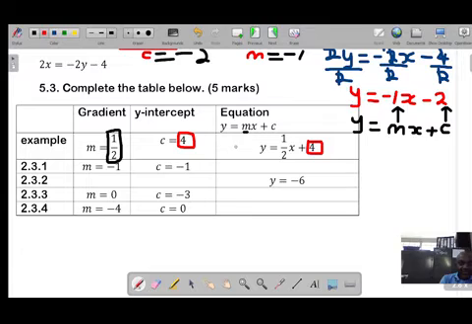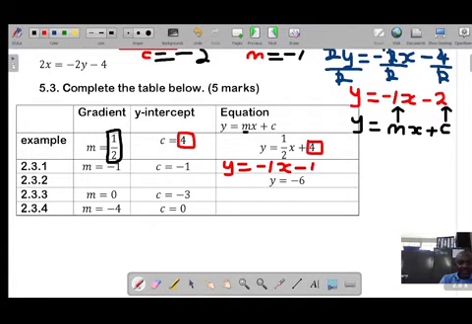Anyway, I'm using y equals mx plus c. What is my m from here? My m is negative 1, so I have to say that y equals negative 1x. Don't forget the x. What about plus c? My c is negative 1, so minus 1. Ta-da! I'm done. That's my answer.